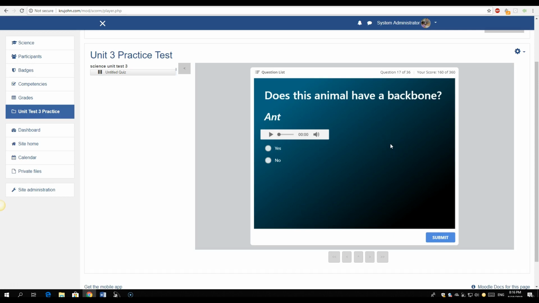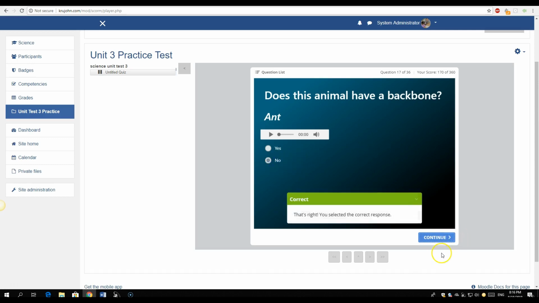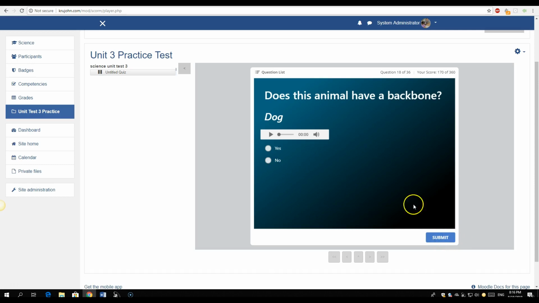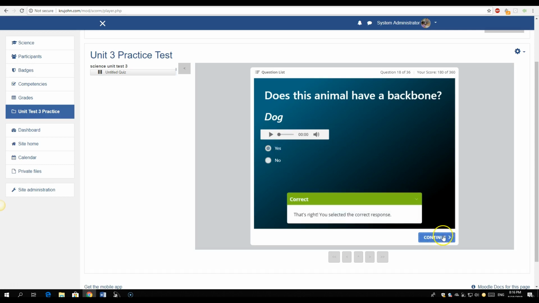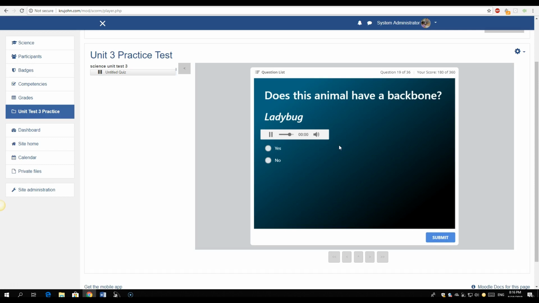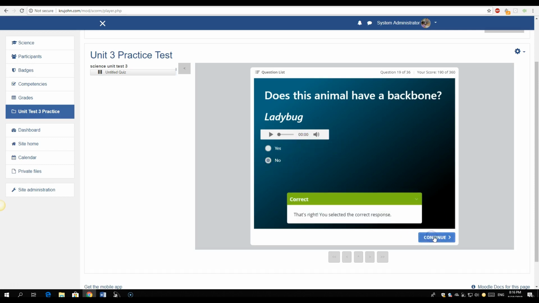Ant. An ant is an insect. Insects do not have backbones. No. Dog. A dog is a mammal. Mammals have backbones. So yes, a dog has a backbone. Ladybug. A ladybug is an insect. An insect does not have a backbone. So no.